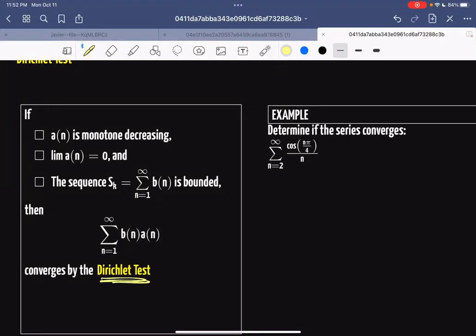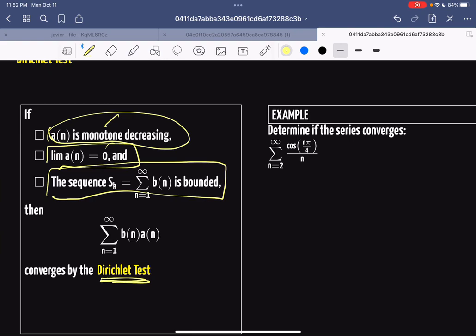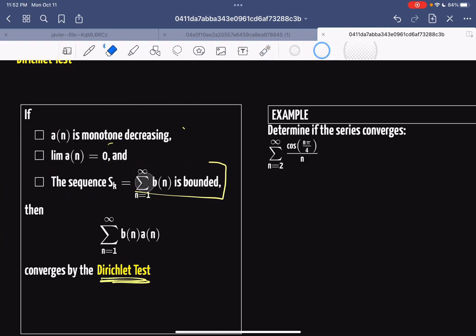The Dirichlet's test says exactly the following. So you've got a monotone decreasing sequence, and that limit is going to 0. Those are the same ones that we always had for the alternating series test. But in addition, you've got this other little condition saying that the partial sum sequence of this other sequence, S_k, is bounded. All you need it to be is bounded. In other words, there's some number where these never go beyond that number in absolute value. As long as it's bounded, then the product of these two converges. That's the Dirichlet's test.